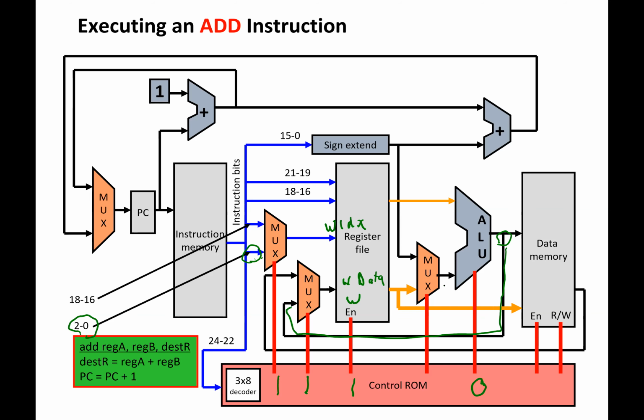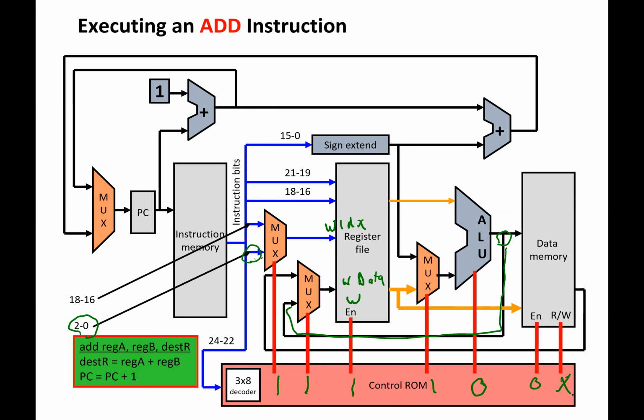And that is intended to be the second register that we've read out, register B's value, not the offset, which would be used for loads or stores. So we want this to be A1 to select the bottom input. And then we're not using memory at all, so we'll disable it by setting the enable to 0. And it doesn't matter what we set for read or write because it's disabled. So either one is not going to do anything.